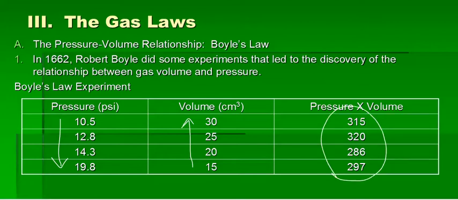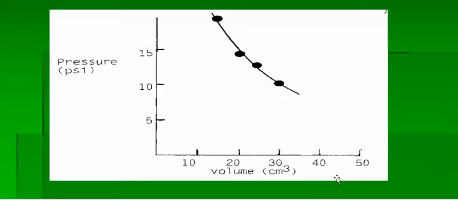But what's important in an inverse relationship is this column over here, pressure times volume. Those numbers are fairly consistent across the board. So when I take the pressure times the volume, I get a fairly consistent value. When you graph an inverse relationship, here's what the line looks like. Here are those 4 points that were on that last chart. And when you graph an inverse relationship, here's what it looks like.